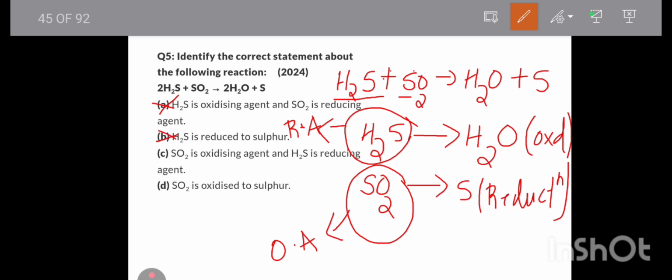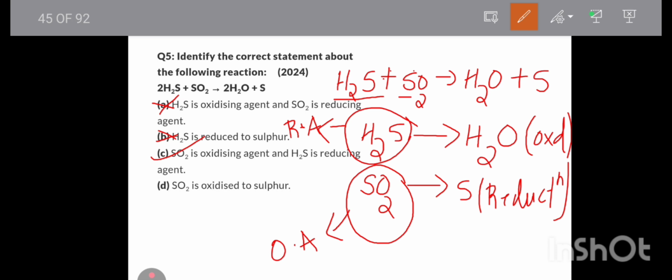Now the third option, SO2 is oxidizing agent and H2S is reducing agent. So we have seen the correct option, that is H2S is our reducing agent and SO2 is our oxidizing agent. So option C is correct.